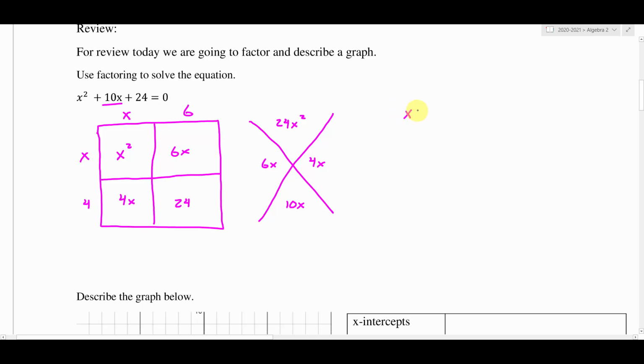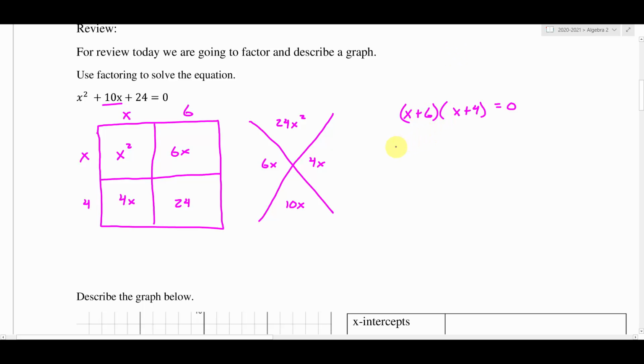So we'll have x plus 6 times x plus 4 equals 0. So this expression, or this quadratic, was replaced by its factored form over here. It is the same exact equation. They represent the same exact parabola. But this is much easier to solve because I can use the zero product property.